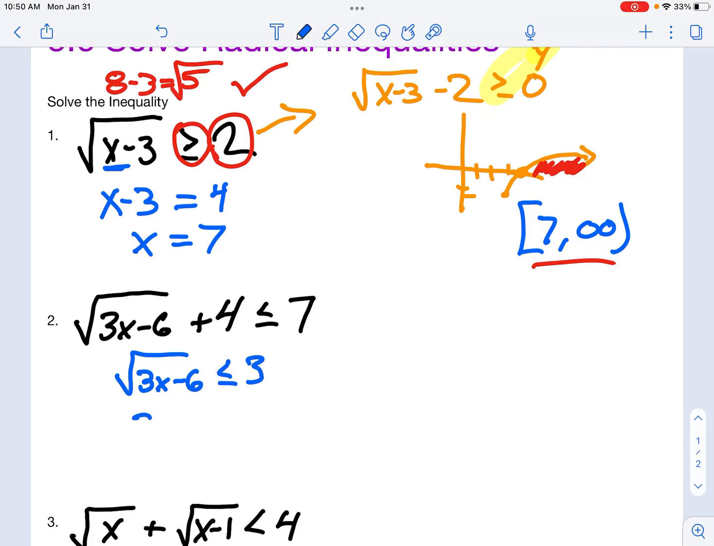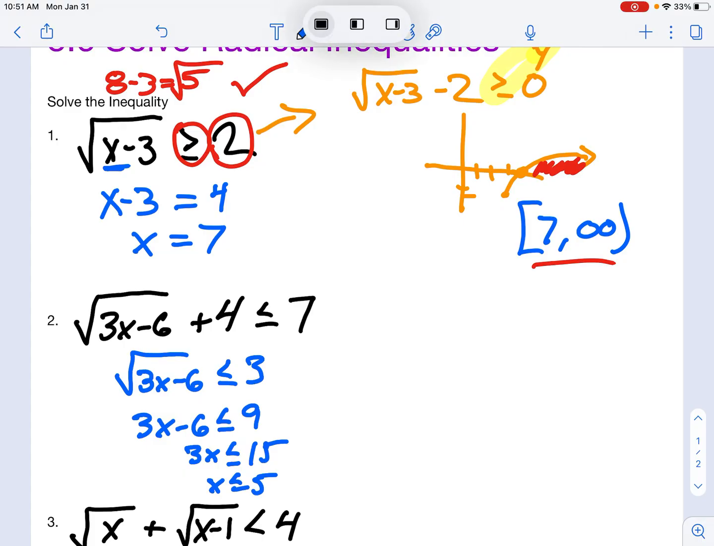I square both sides. It gives me 3x minus 6 is less than or equal to 9. Now I have a nice basic linear inequality, which is 3x is less than or equal to 15. And again, just moving through the actual problem there, I end up getting x is less than or equal to 5. Now, something interesting happens in this case, especially since one of the look-fors here is that I have a less than or equal to.